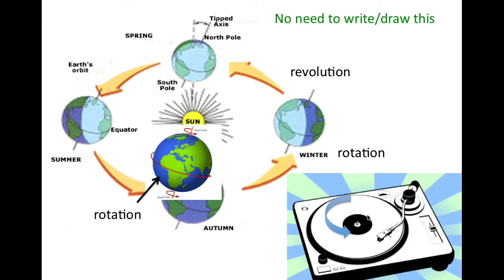Another example of rotation is a record player that is spinning its record, and the center point is right there, and we can see that that is an example of rotation.